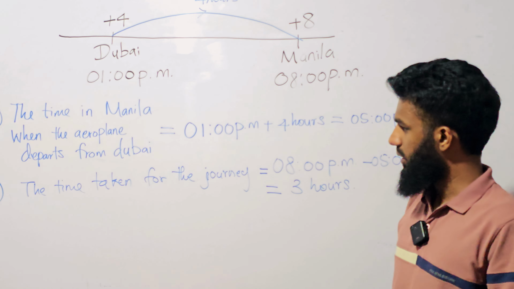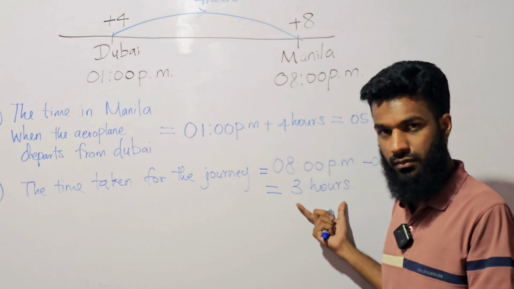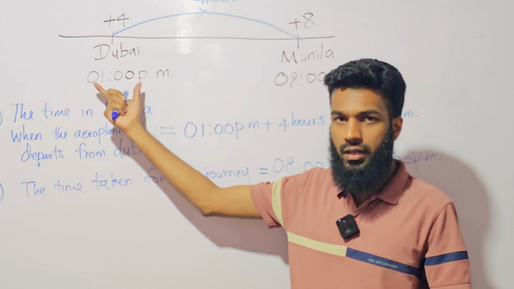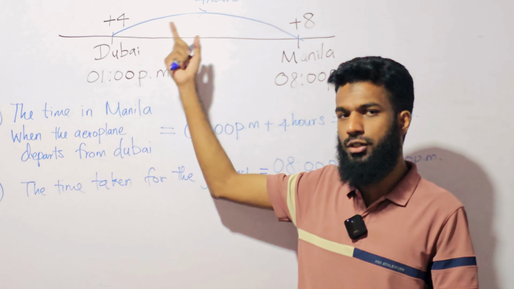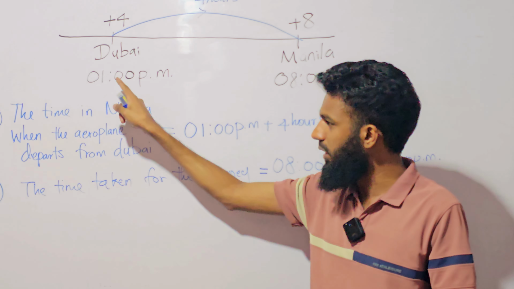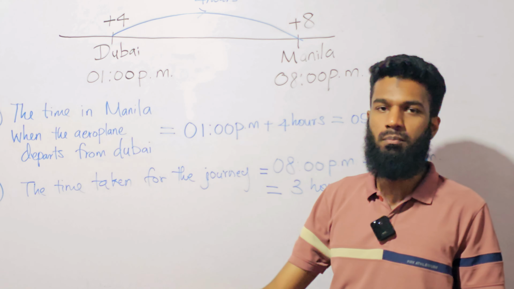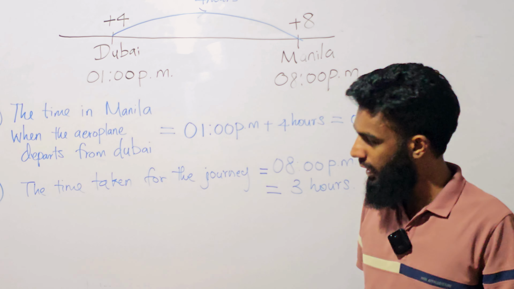The other way is the time taken for the journey is 3 hours. So here, when the aeroplane takes off from Dubai is 1 p.m., the duration for the journey is 3 hours. So if you add 3 hours with this time, you will get 4 p.m. Okay, both the answers are correct.